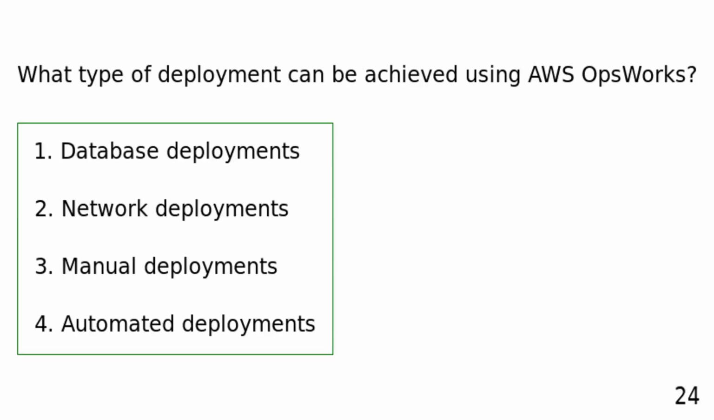What type of deployment can be achieved using AWS OpsWorks? Database deployments. Network deployments. Manual deployments. Automated deployments.